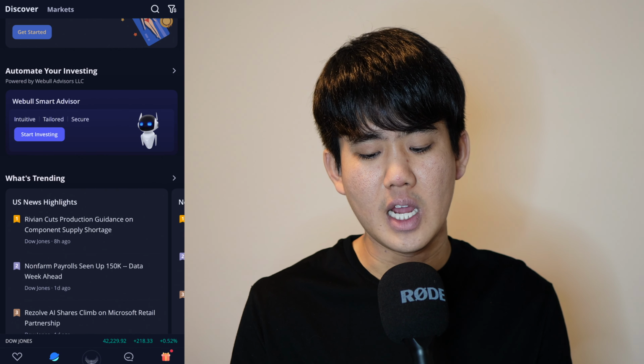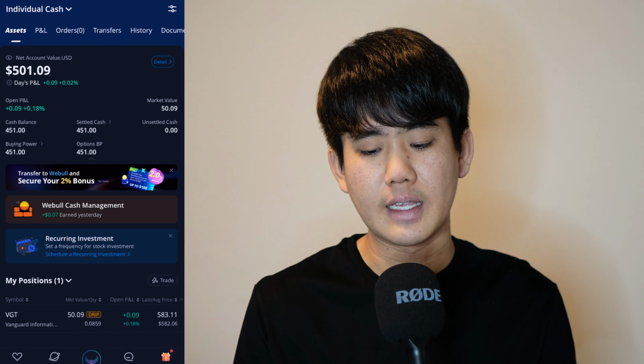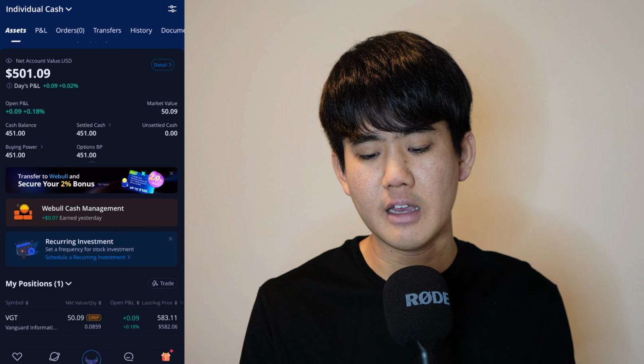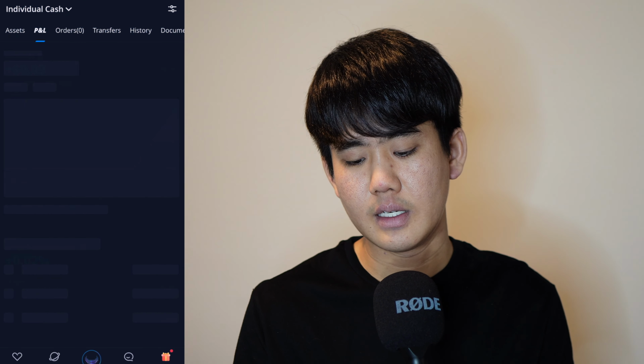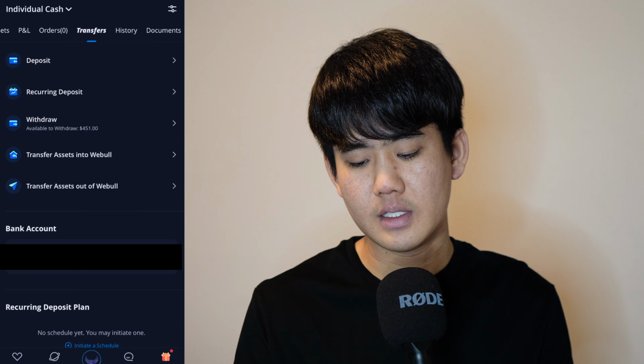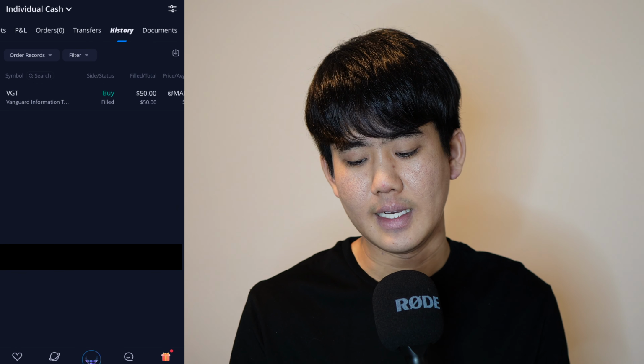The next tab is going to be your actual portfolio. If you go in here, you can see your net account value and any positions that you have. I currently have VGT, the ETF. You can see your profit and loss here. You can see any orders that you have, any transfers, any history, and any documents.